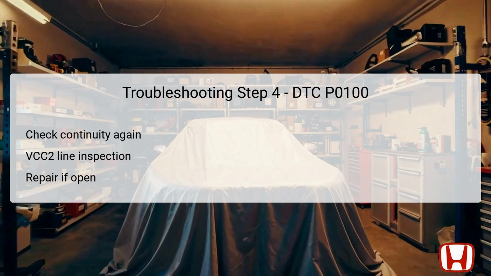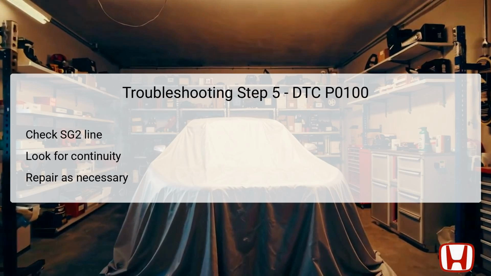Achieving continuity between these test points indicates the VCC2 wire is functioning correctly and is not open. Should you discover no continuity, this signifies an open in the VCC2 wire, necessitating immediate repair to restore function. Addressing this issue is vital, as a broken wire can prevent proper communication with the MAF sensor.